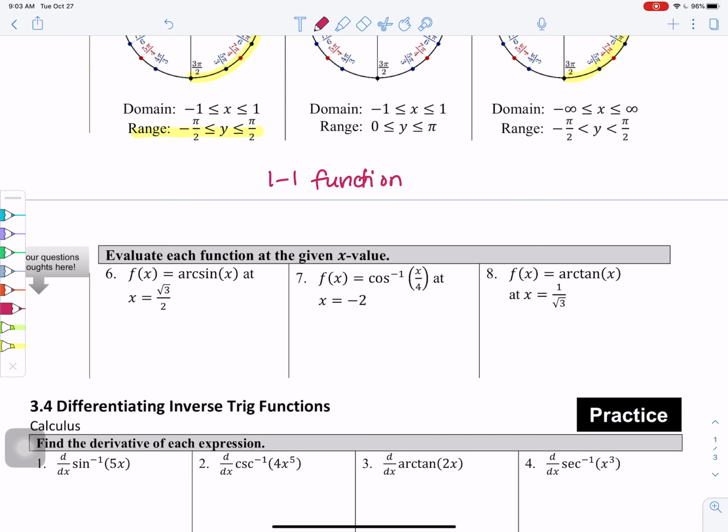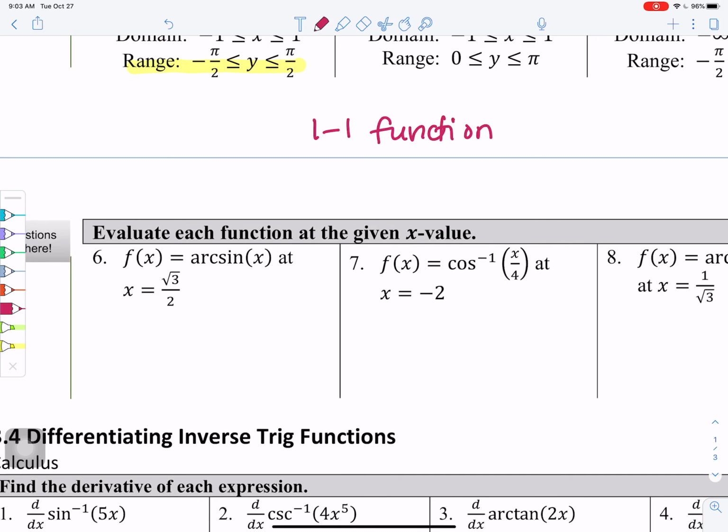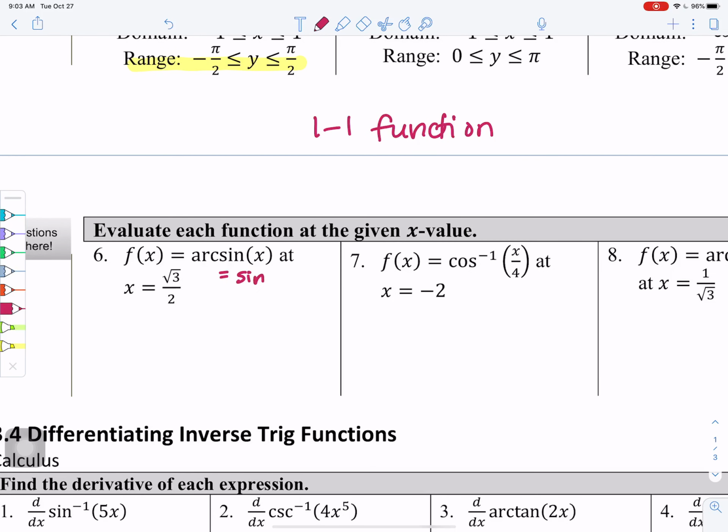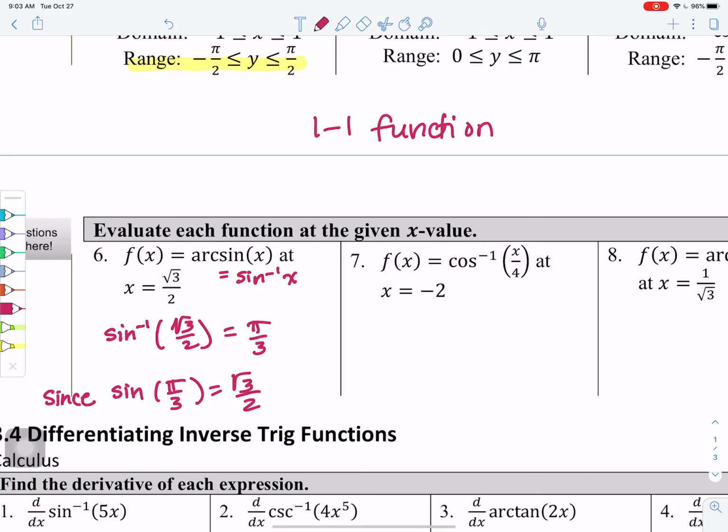So the first thing we're going to look at is f of x equals the sine inverse of x. And here, if x is root 3 over 2, we want the sine inverse of root 3 over 2. So what they're asking for is that angle whose y value is square root of 3 over 2, and that is pi over 3. Why is that? Because the sine of pi over 3 is equal to root 3 over 2. I'll put since.